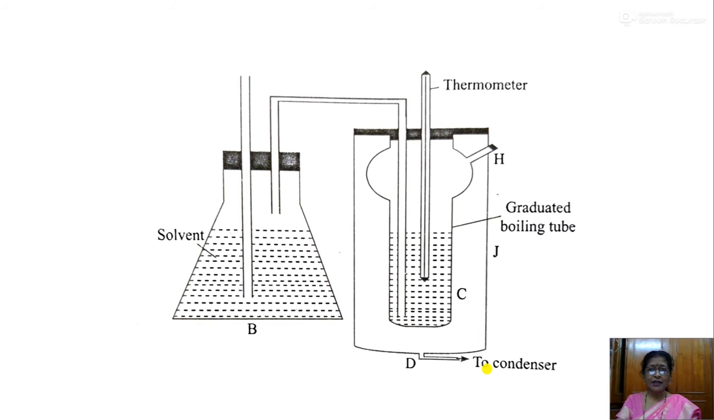This is the diagram, it is given over here. The solvent is taken in a beaker B and there is a condenser at the downside. It is to the right. There is a big graduated boiling tube and here there is an outlet. There is a thermometer, the inlet between the tube and also the conical flask.